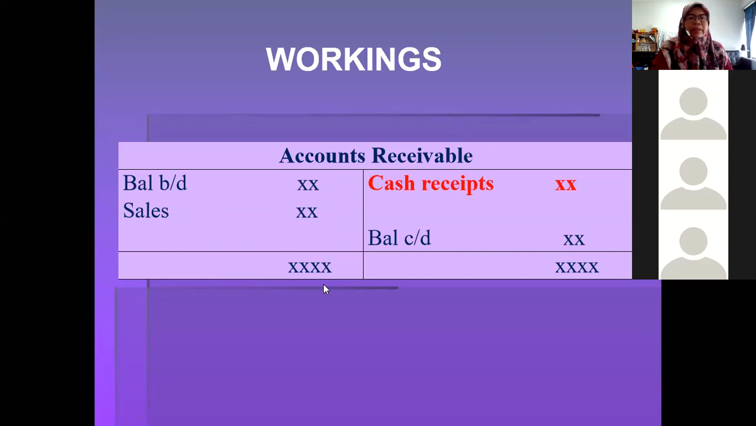Okay, AR we assume on credit. So apa double entry untuk sales? Credit sales: debit AR, credit sales. Okay, so balance last year, balance BD plus sales, this is the amount. Minus balance CD, this is the missing figure. So this missing figure is the cash receipts from customer. Okay, so you tulislah dekat dalam cash flow kamu tadi.